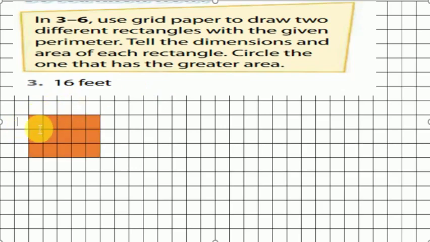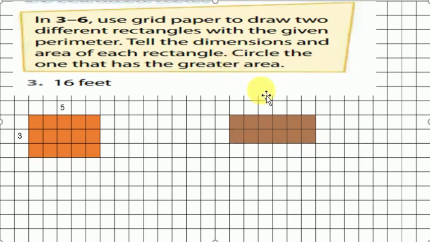So how many units do I have in one row? Excellent, 5. And how many units or boxes do I have in one column? Very good, 3. Now let's draw another rectangle with the same perimeter. So this time I'm going to shade 6 columns, 1, 2, 3, 4, 5, and 6. 6 columns with 2 rows.